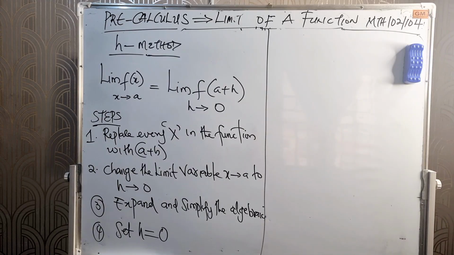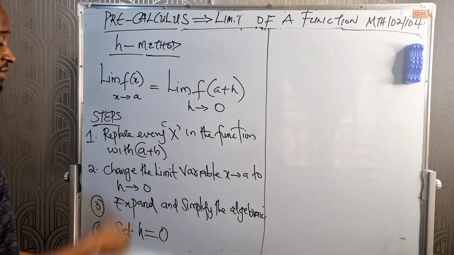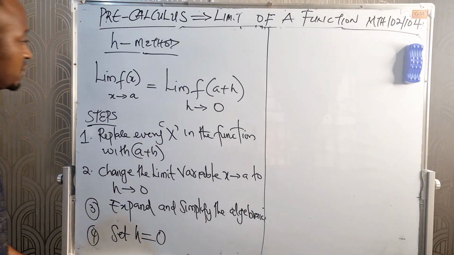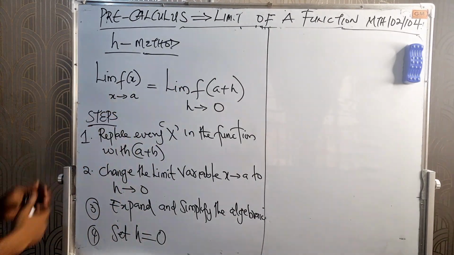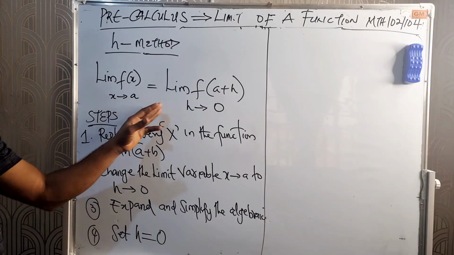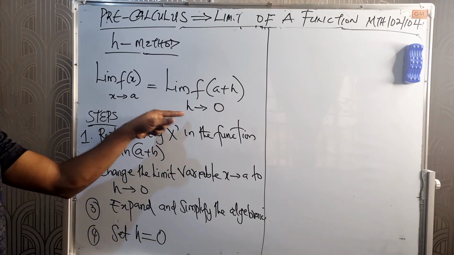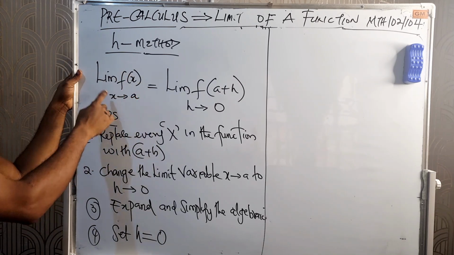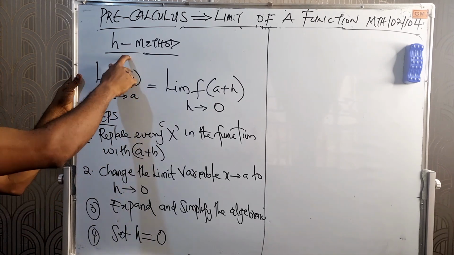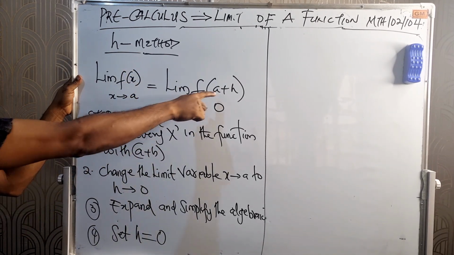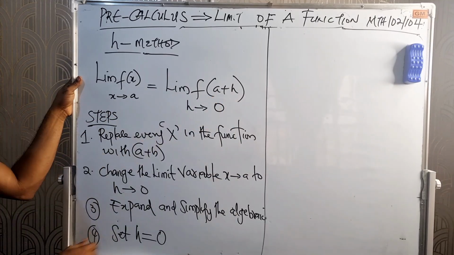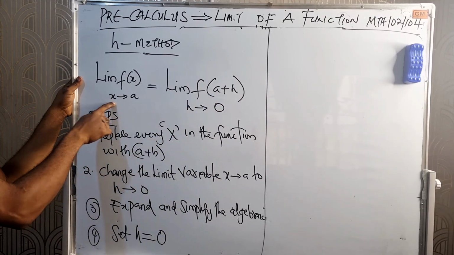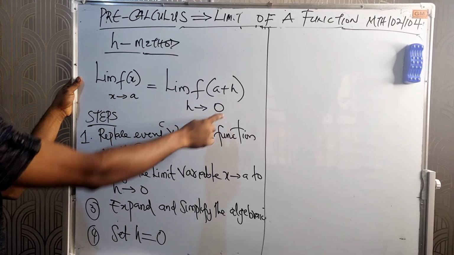Okay, the next method we have here is called the H method. This is a very simple method. The H method says that the limit of f of x as x approaches a is equal to the limit of f of a plus h as h is approaching 0. Meaning that if we are given the limit of f of x and we have to find that limit using the H method, it means I will replace my x with a plus h, right? And set my limit from x to a to h to 0.